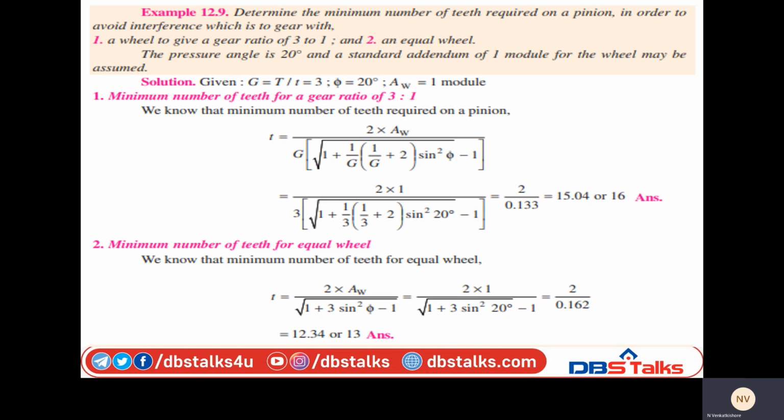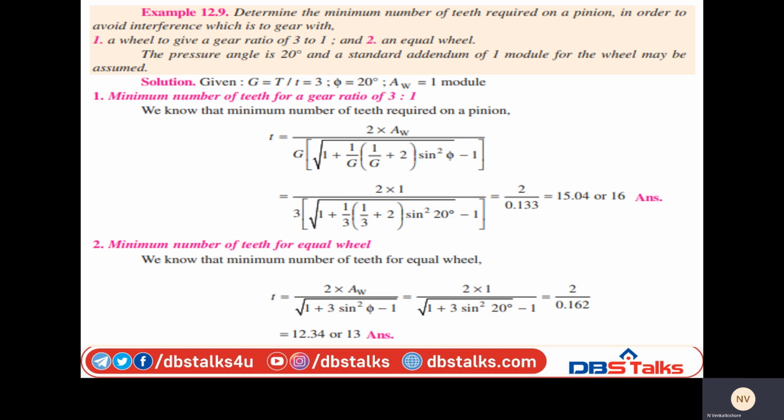G is nothing but capital T by small t. What is the value? 3 into 1 plus square root of 1 plus 1 by 3 into 1 by 3 plus 2 into sine square phi. Phi is 20 degrees, minus 1. So finally 2 by 0.133 is equal to 15 or otherwise 16. So minimum number of teeth is 15. Then minimum number of teeth on the equal wheel.